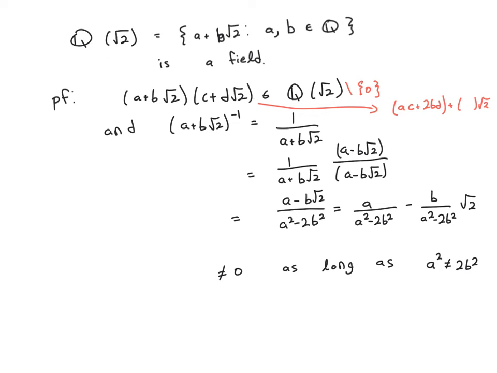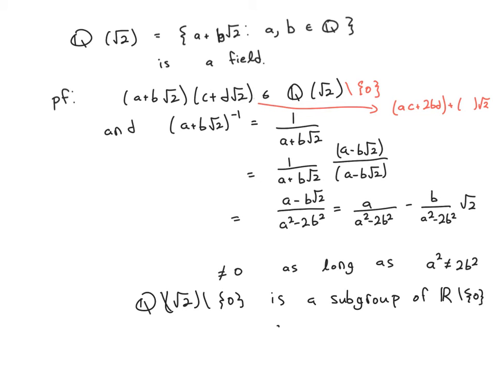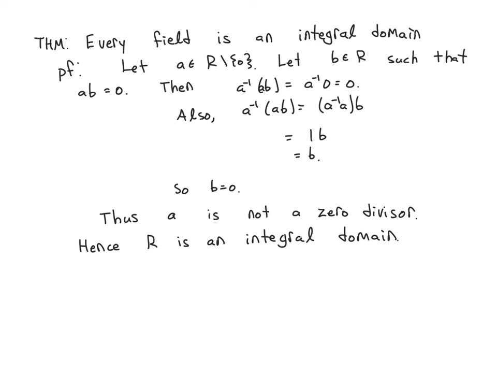And so this is in fact, at least the part where you take away 0, a subgroup with respect to multiplication. Under multiplication. And hence, we do in fact have a field.